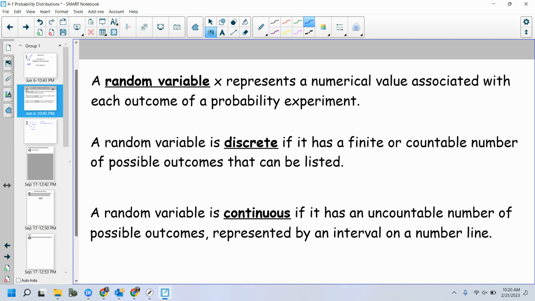A random variable is continuous if it has an uncountable number of possible outcomes represented by an interval on a number line. Discrete is if it has a finite or countable number of possible outcomes that can be listed. So let's define some things to be continuous or discrete, and it has to be one or the other. I gave you the example of counting people in the rooms. That is discrete values. They are finite. I can count and spit out the answer, and say yes, it is a finite number.